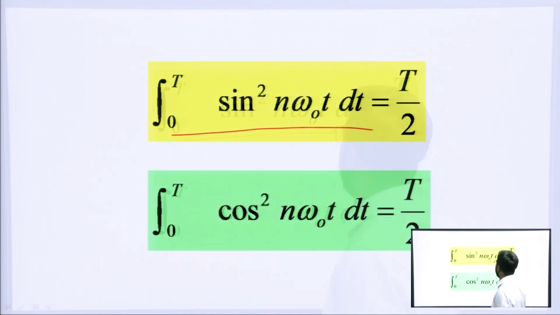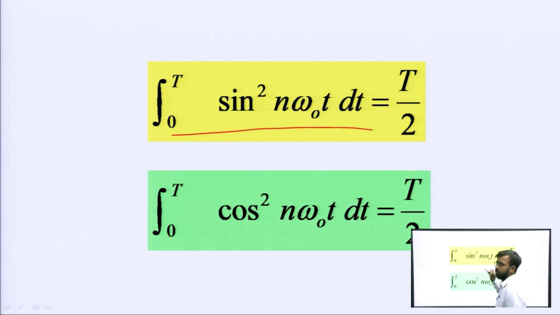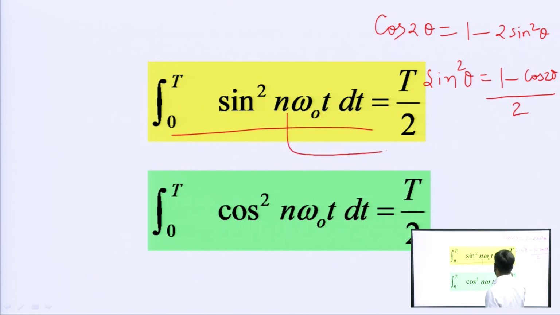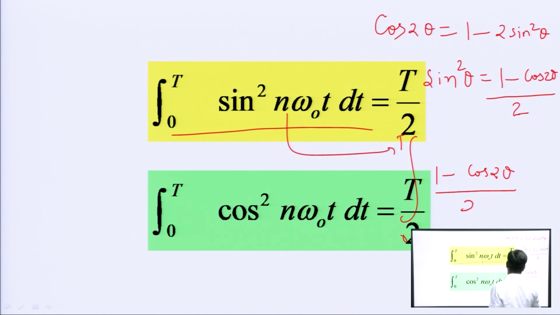Next, you must also remember that the integration of sine square n omega naught t dt is equal to T by 2. Why remember this? Because you can easily get it if you remember the formula for cos 2 theta. Cos 2 theta is 1 minus 2 sine square theta. If we find the value of sine square theta from here, we get sine square theta equal to 1 minus cos 2 theta by 2.